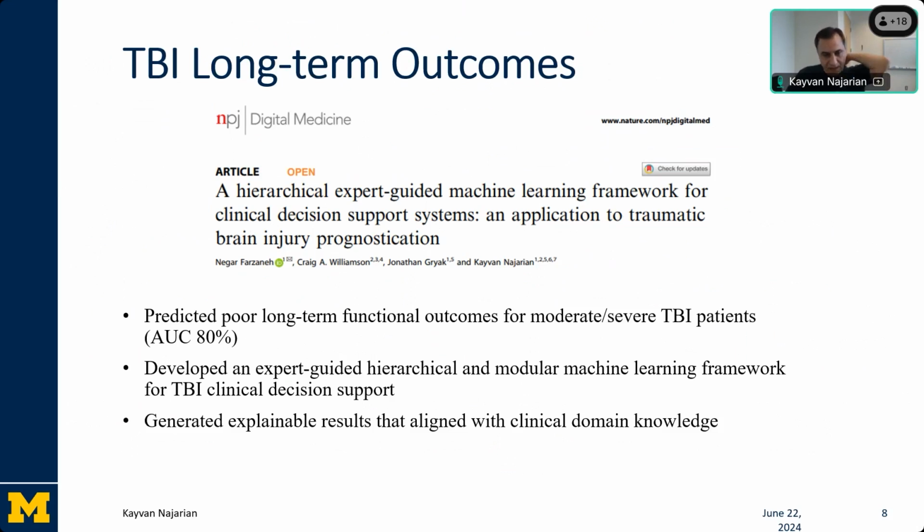So one of the work that we've done in the past is essentially, look at all the information that we know about the patient and try to predict what would be the range of GOSE 6 months after admission to the hospital.